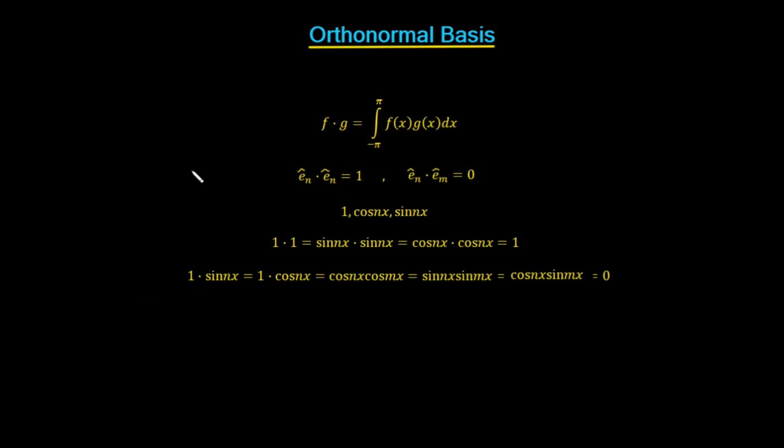When we looked at deriving the Fourier series, we generated this dot product of two functions. So if you had a function f of x and g of x, then the dot product of these two functions was the integral from minus pi to pi of f of x times g of x dx.